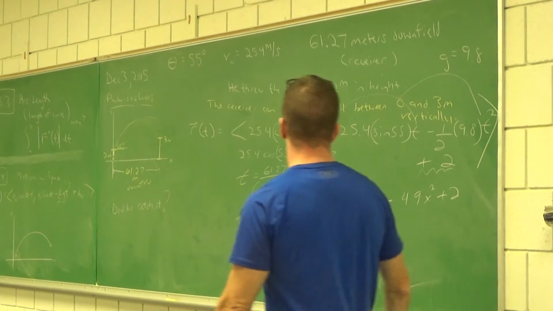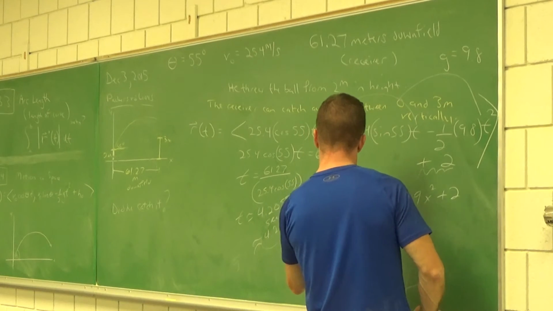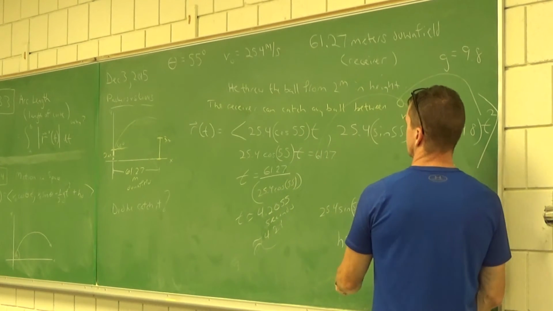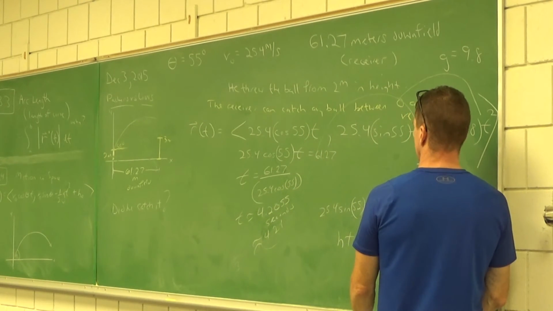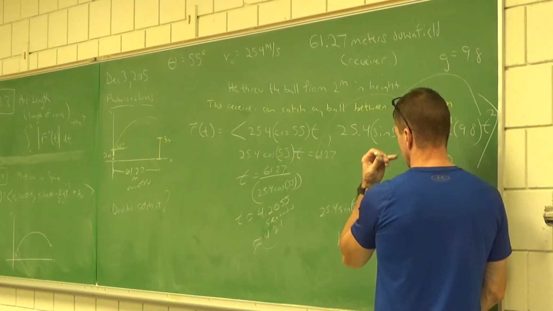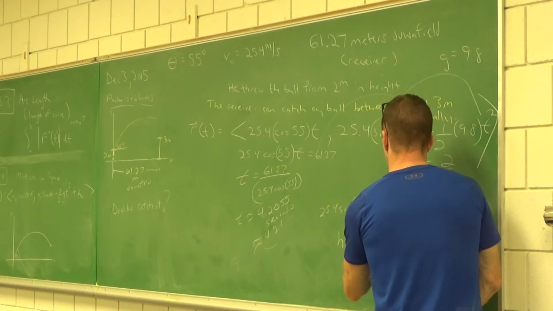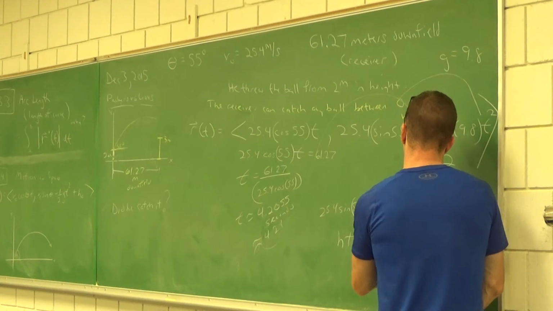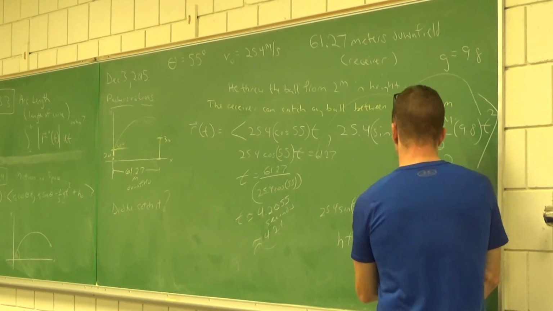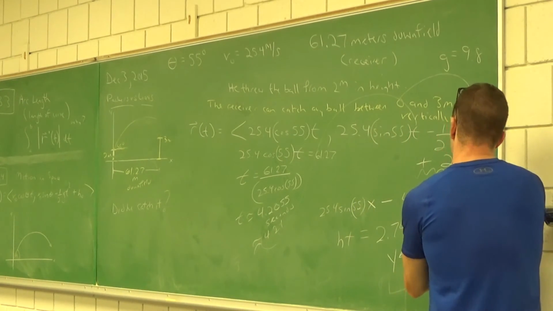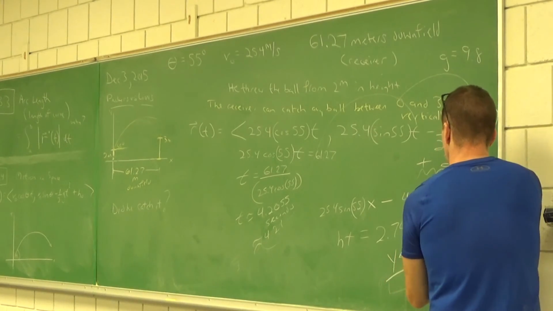Yeah, good. All right, what's the height? What's the height of this ball? Like 2.747. Did he catch it? Yes! He caught the ball!